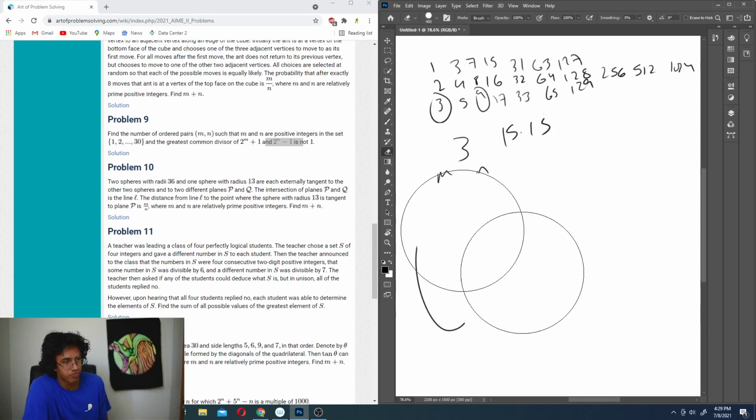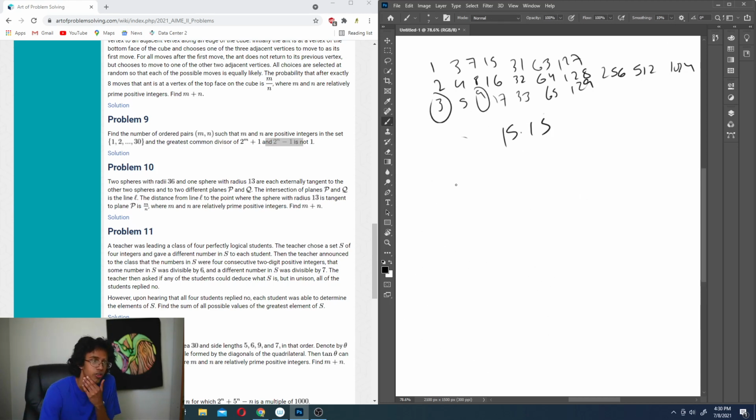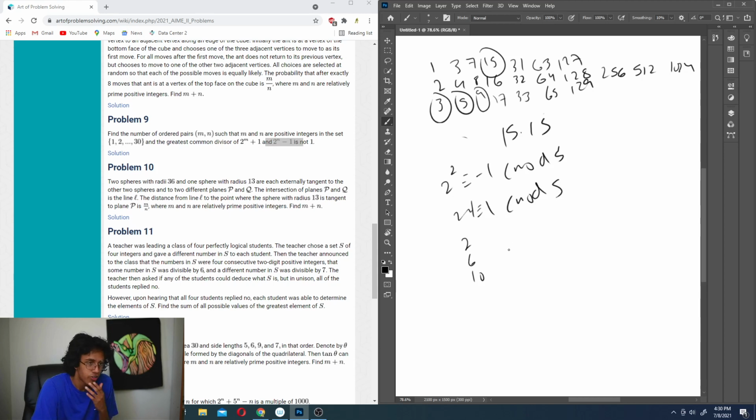Okay. Now what about 5s? So this is the first thing that's divisible by 5, right? And then the next one is 15, right? So essentially, that means 2 squared is congruent to negative 1 mod 5. 2 to the 4 is congruent to 1 mod 5, which means 2, 6, 10 is congruent to negative 1 mod 5, and then the other side is 2 to the 4, so 4, 8, 12. Alright, so that's what we get. And this doesn't overlap at all with the 3, right? Because these are all even.